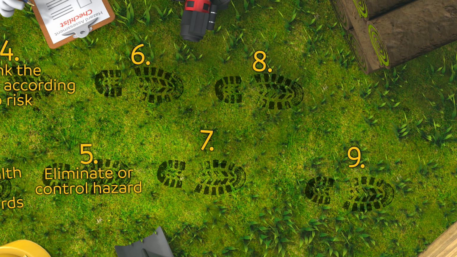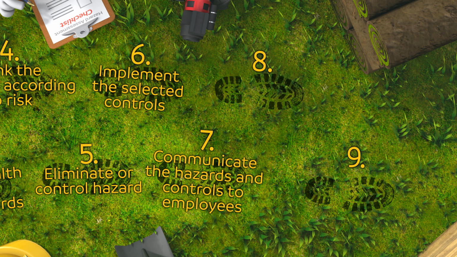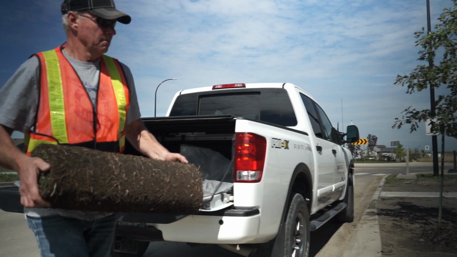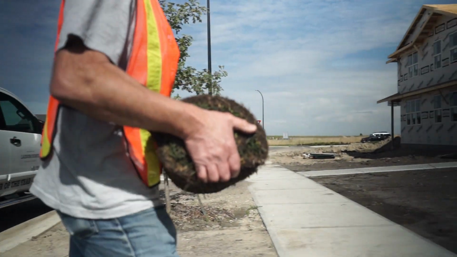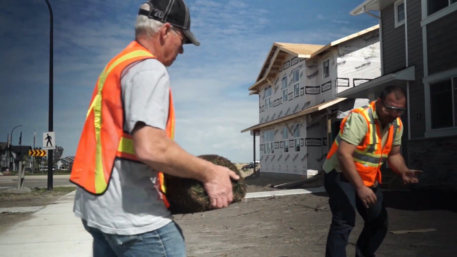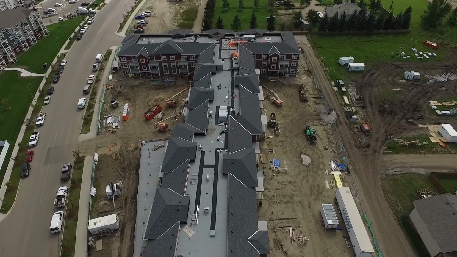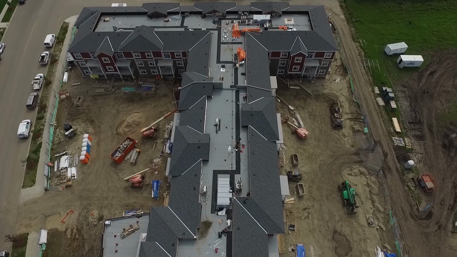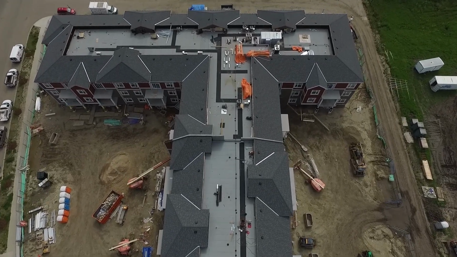Step 6 is to implement the controls. Step 7 is to communicate the hazards and controls. Step 8 is to monitor the effectiveness of the controls. Step 9 is to review and revise the hazard assessments at least annually or as conditions require. Formal hazard assessments are usually complex and take time to create and implement. Site-specific hazard assessments are more dynamic and take place on site before work starts or any time conditions change.